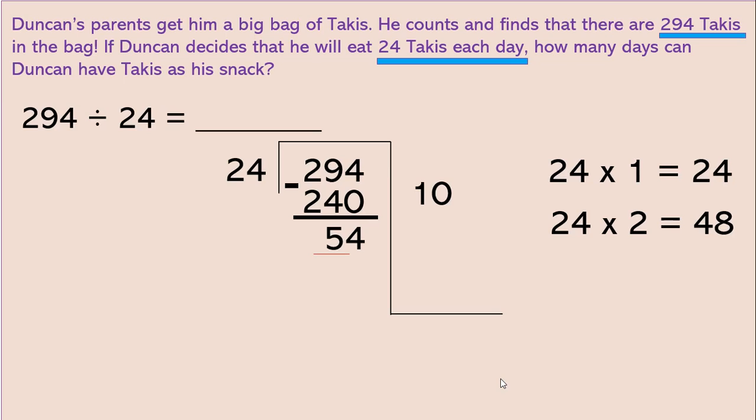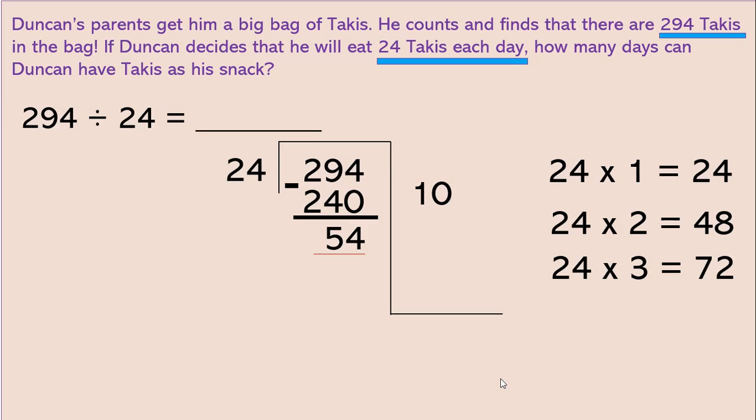Let's look at the tens. We have 5 tens left. 5 tens rectangles can't be split into 24 groups. So we're going to look at the total number of ones that we have. We have 54 ones. Well, we can split 54 ones into 24 groups. Let's continue writing our multiples of 24 to see how close we can get to 54 without going over. We see that 24 times 2 is 48, and 24 times 3 is 72.